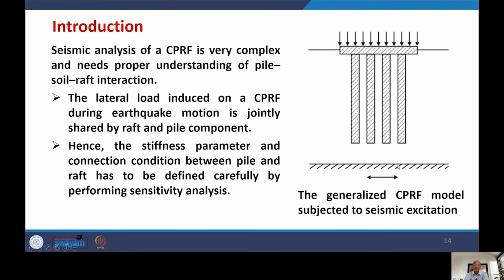situated on the bedrock. Now when you want to analyze the CPRF, it is very complex because it requires the understanding of pile, soil, raft interaction. You have 3 components: piles, raft and soil. And the interaction among these components has already been discussed in the last lecture. The lateral load induced on a CPRF during earthquake motion is jointly shared by the raft and pile components. Hence, the stiffness parameter and connection condition between pile and raft have to be defined carefully by performing what is called sensitivity analysis.